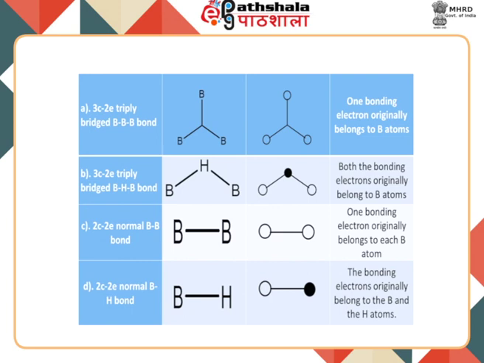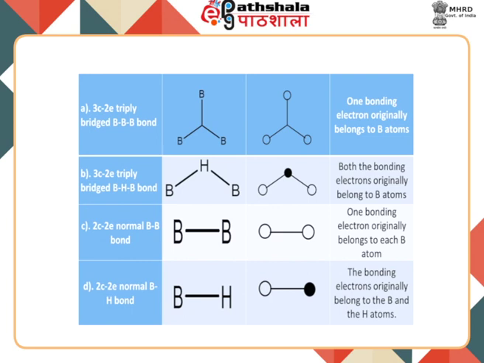The table is showing different types of bond possibility in the boranes. Here you can see the 3 center 2 electron triply bridged BBB bond, in which one bonding electron originally belongs to each of the boron atoms. The 3 center 2 electron bridged BHB bond, where both the bonding electrons originally belong to the boron atoms. And the 2 center 2 electron normal BB bond, where one bonding electron originally belongs to each boron atom.